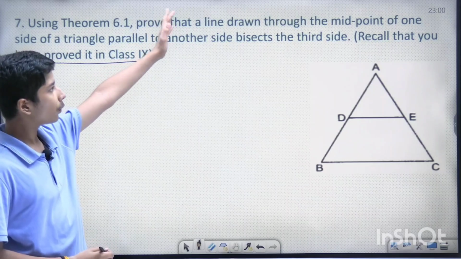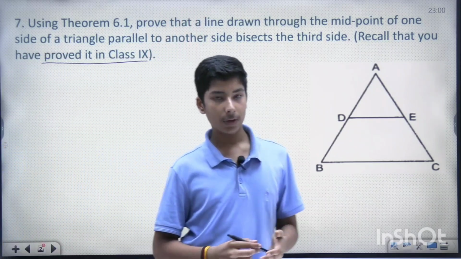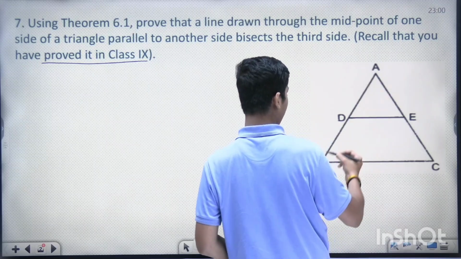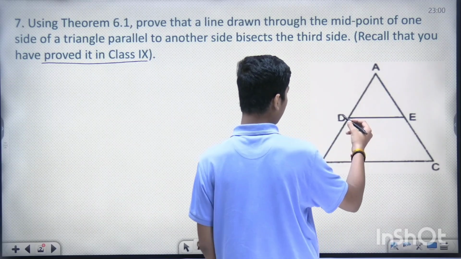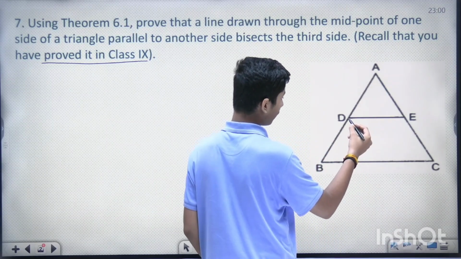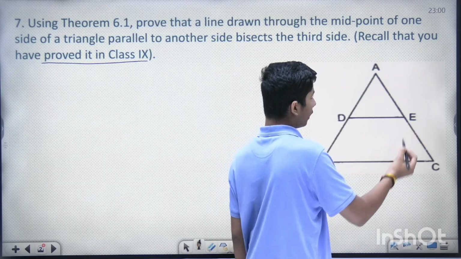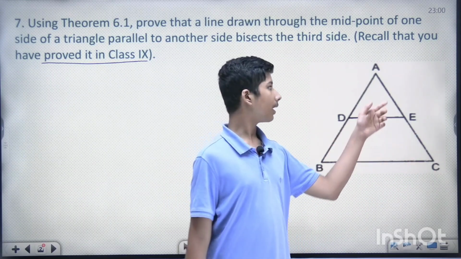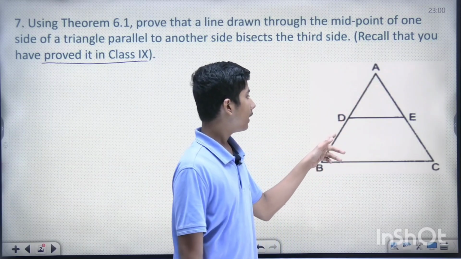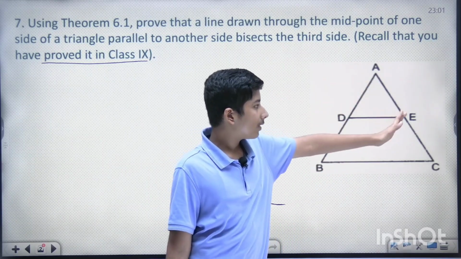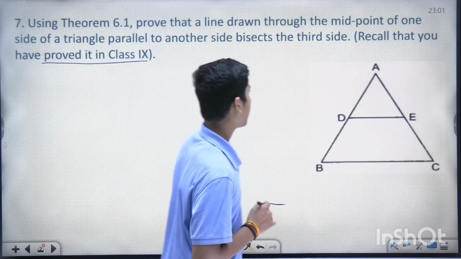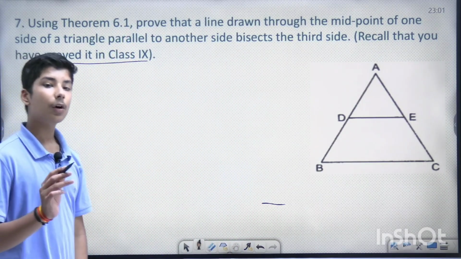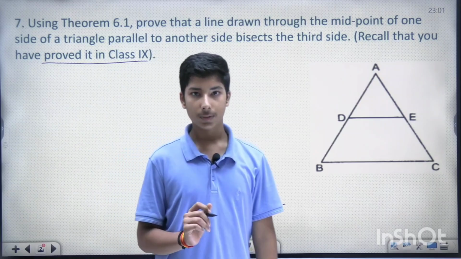Here we have to prove the converse of the midpoint theorem, which says a line drawn from the midpoint of any one side of a triangle, meaning the midpoint of AB is D, so when we draw a line from point D parallel to the second side BC, it will bisect the third side. It means we have to prove that AE equal to EC. How will we do that? We have to prove it using theorem 6.1, or you can say the basic proportionality theorem.